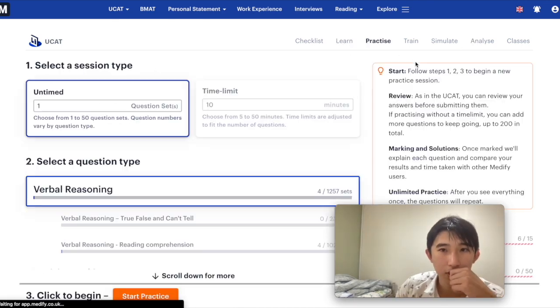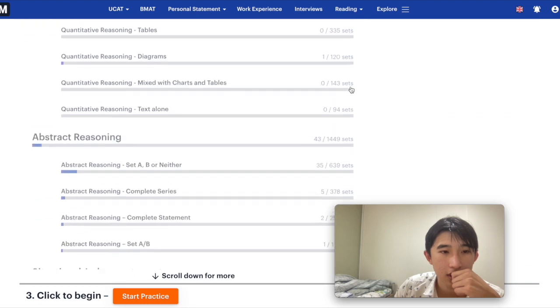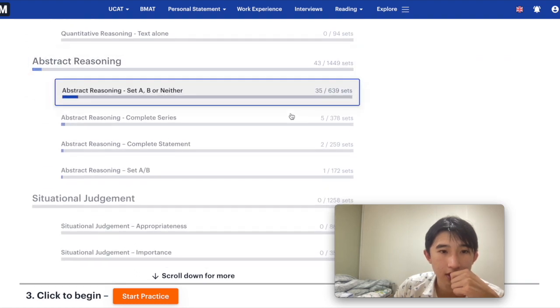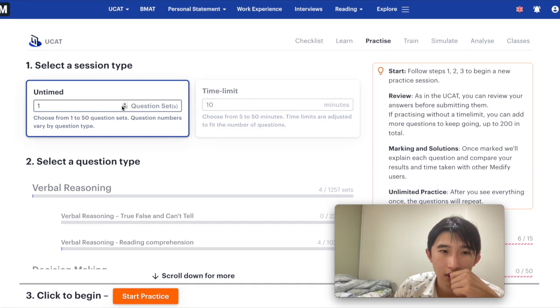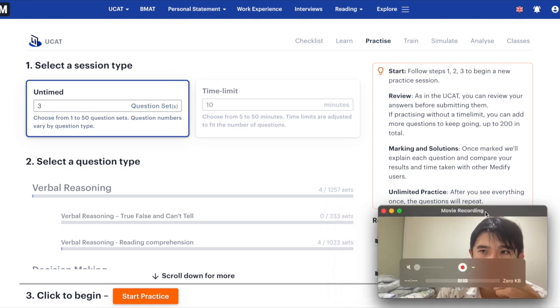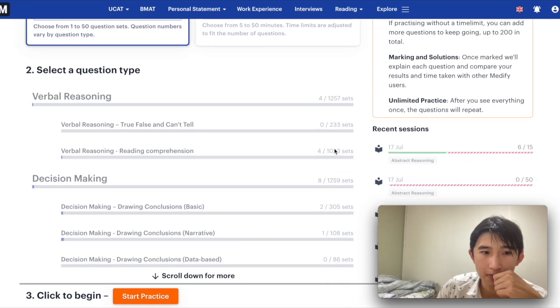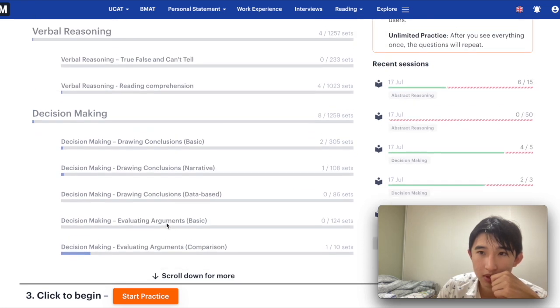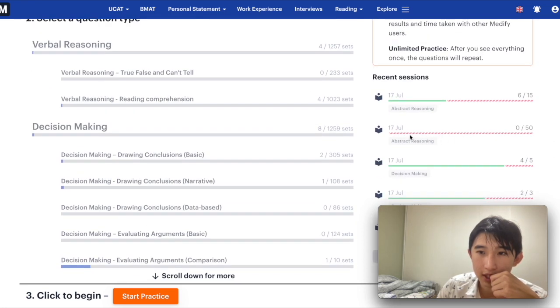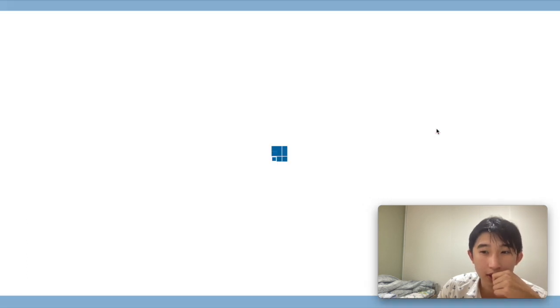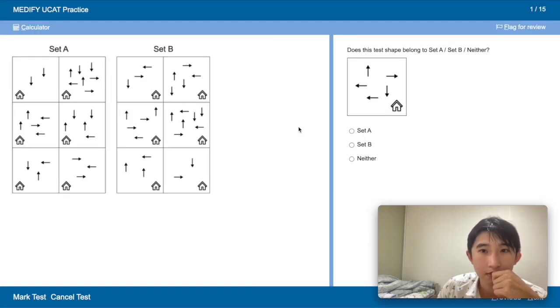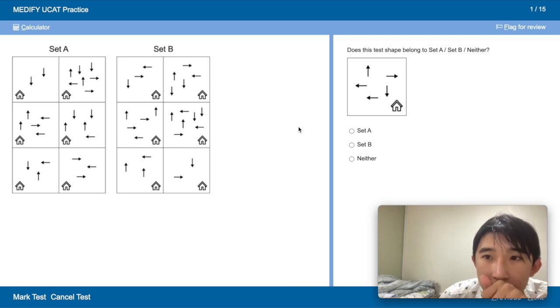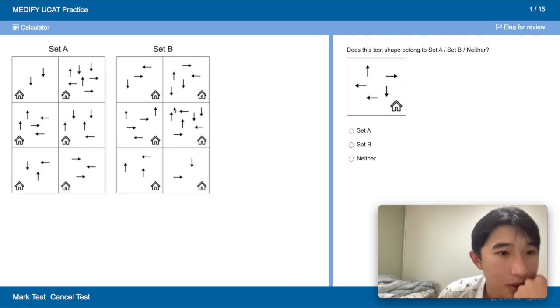Let's do a little bit more abstract reasoning. Do 3 more sets, and I'll probably do some decision making. Then I have to ignore that. That's actually bothering me. Oh well. Set A, set B, or neither.